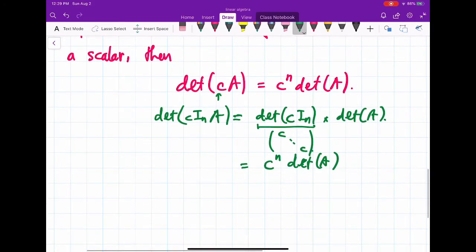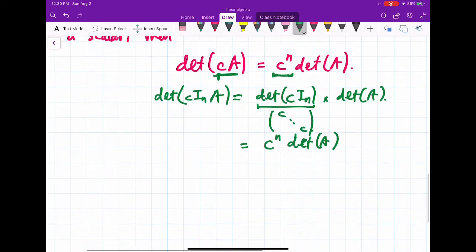I remember in the previous video we studied one property of determinants: if you multiply a row or a column by a scalar, then you can take the scalar out. The determinant of the new matrix should be equal to that scalar multiple of the determinant of the original matrix. So in this case, if you multiply all rows by a scalar, you do this n times, which means you have C to the n.